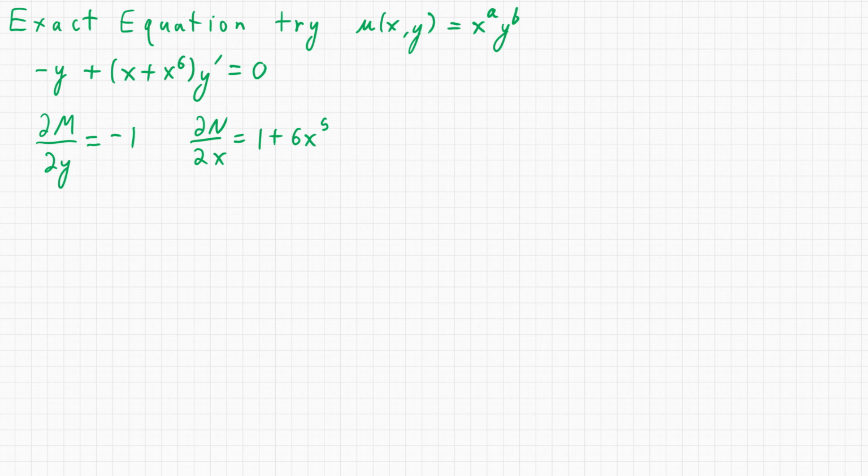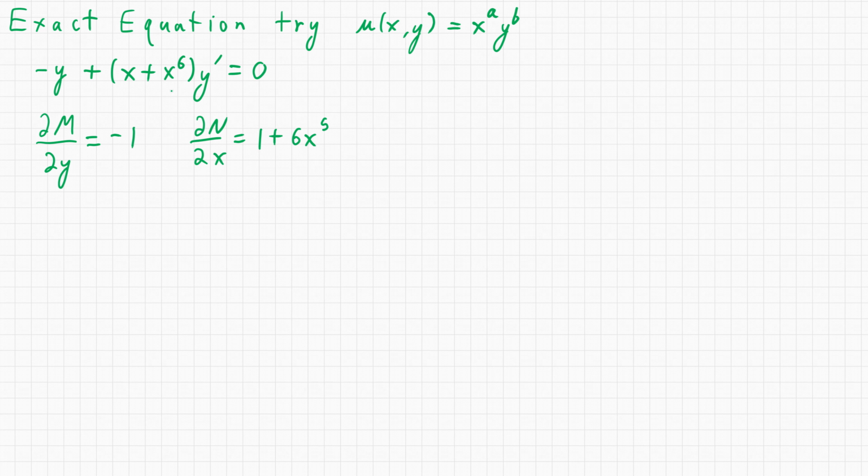For some problems, you are given an inexact equation, and you'll actually be given a hint on an integrating factor to try. So in this particular case, we're going to try an integrating factor of the form mu of x, y equal to x to some constant a times y to some constant b. All right, so let's get started.